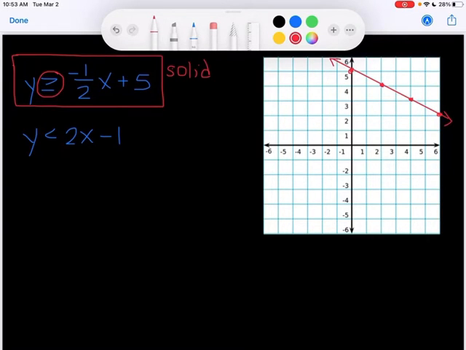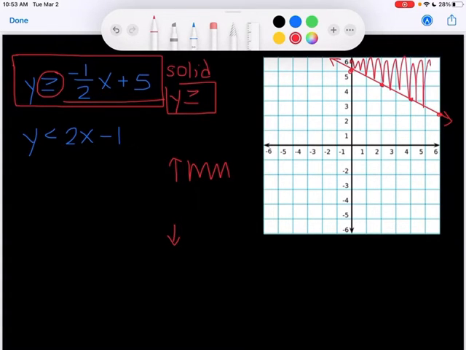Now, before I move on to the next part, we also need to figure out where to shade, because when you graph an inequality, it's not just that line, it includes a whole area. So this says y is greater than or equal to this. When you're talking about y's, you're talking about up and down. So if y is greater than something, you're shading above it. So we need to shade above this line. That would be on this side of the line.